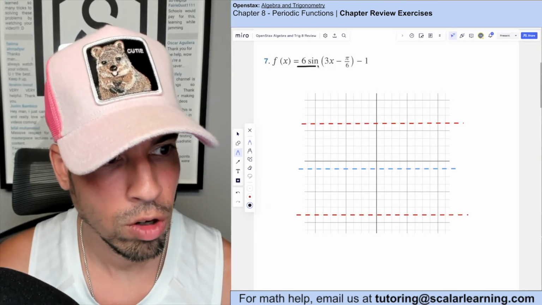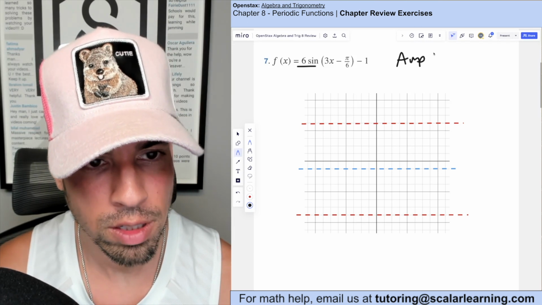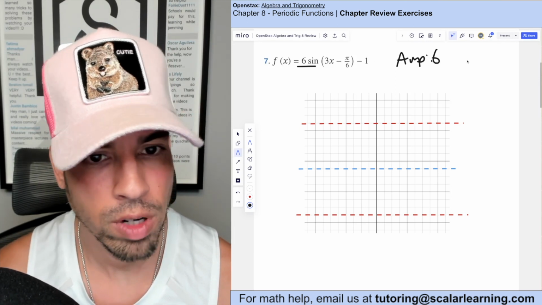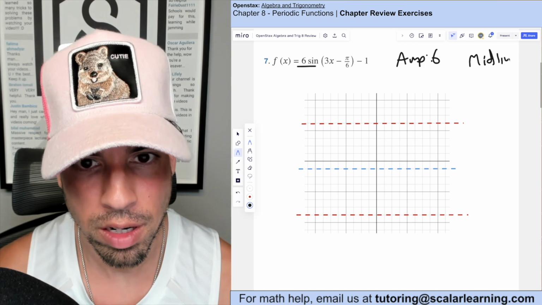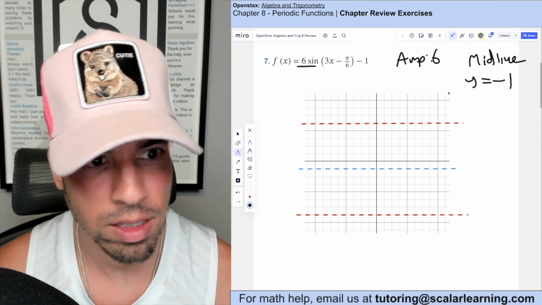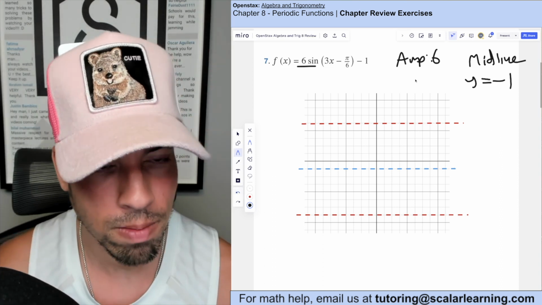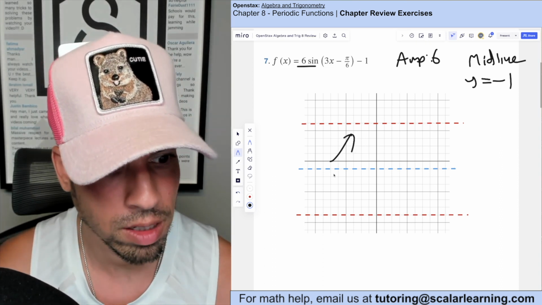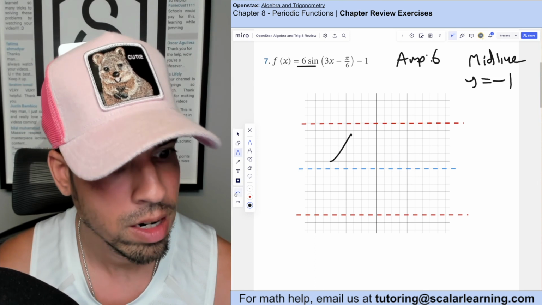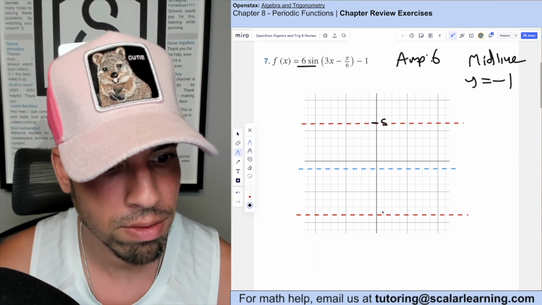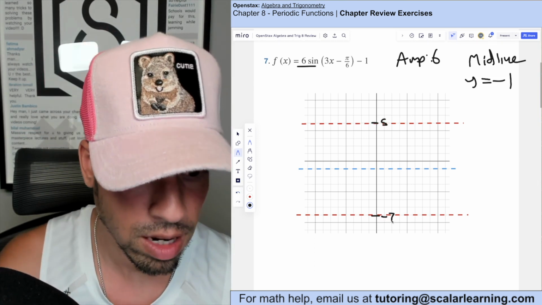So for this one, we're going to start with that amplitude, which is 6. And then we've also got a midline occurring at y equals -1. That's that vertical shift down. And you can see I've already started to plot this out. And because the amplitude is 6, we're going up 6 and down 6 from that midline, right? And that's going to land us at 5 here and -7 here.